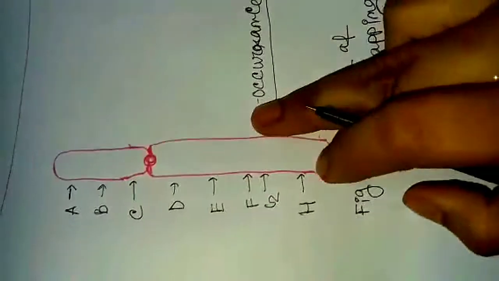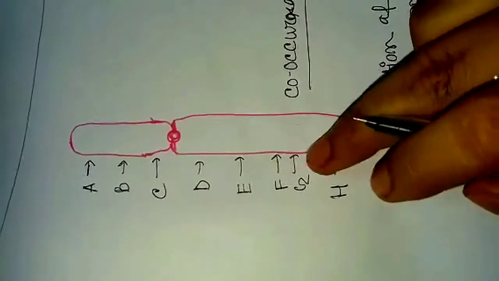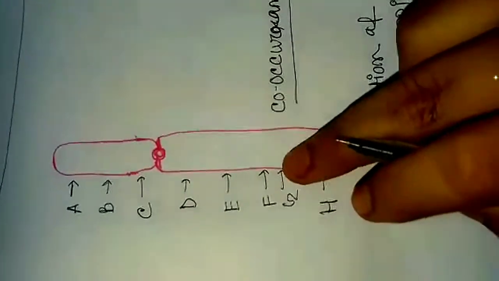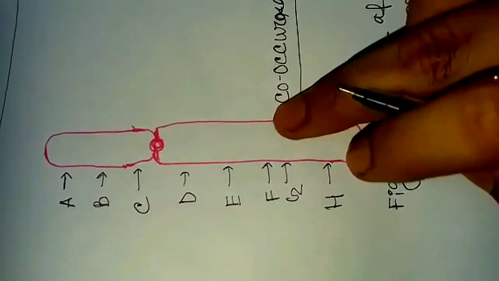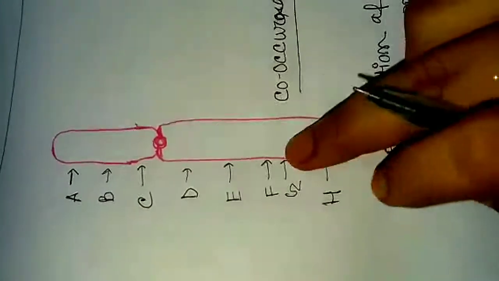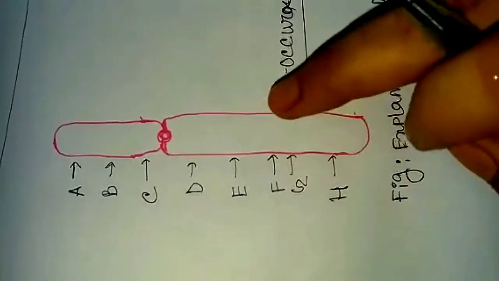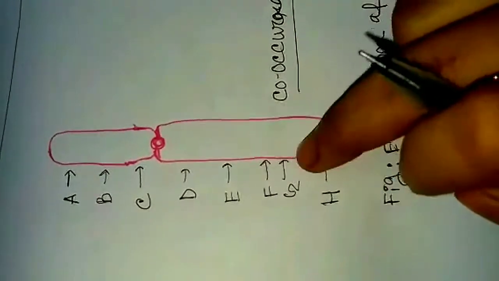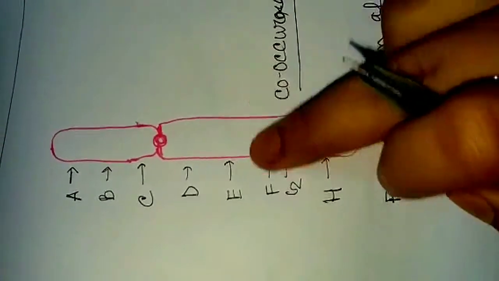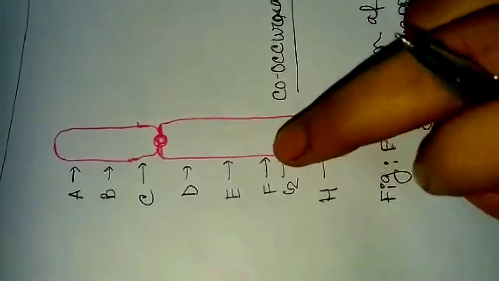So what is the main point? If genes are located very close to each other, they will be inherited together. So the chances of breaking between them will be less. And if genes are very far from each other, then there will be higher chances of independent assortment. So chances will be higher between the breakage of these two distantly situated genes.